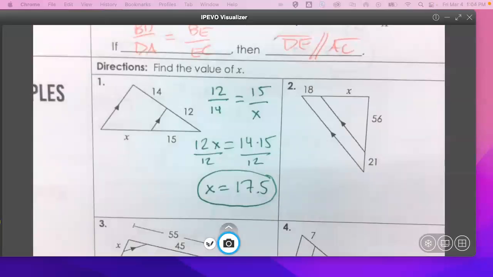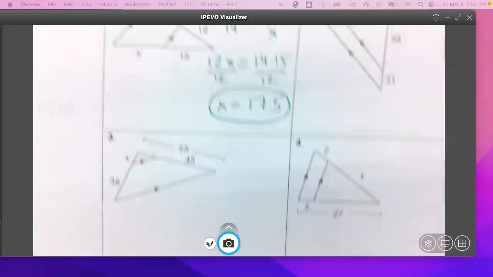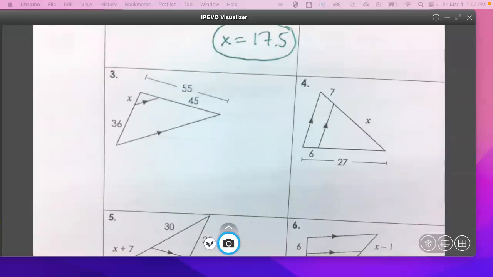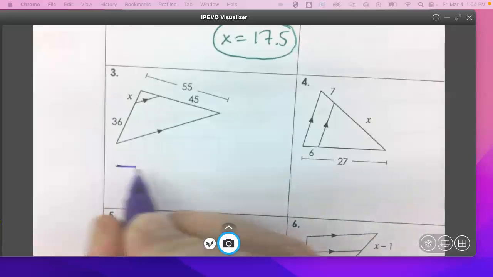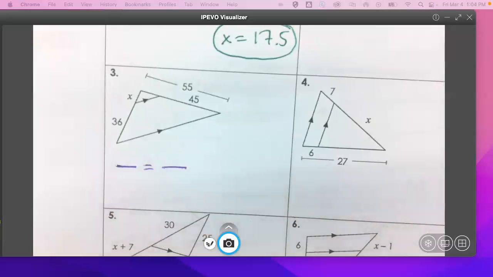Any questions on number 1? Using the triangle proportionality theorem to find missing parts. Okay, take a look at number 3. Slightly different. Do we have parallel lines? Yes, therefore we've got 2 similar triangles. So we can set up a proportion. Would somebody like to suggest what proportion we can use?